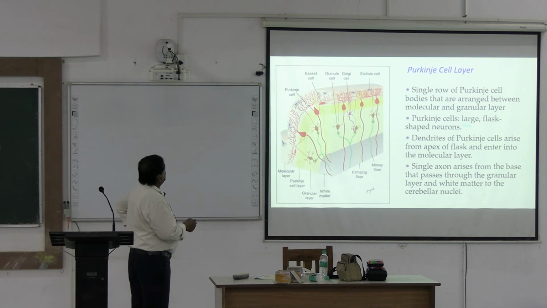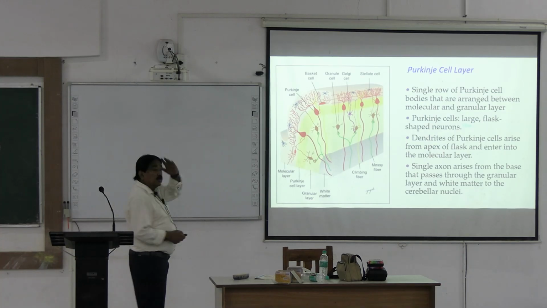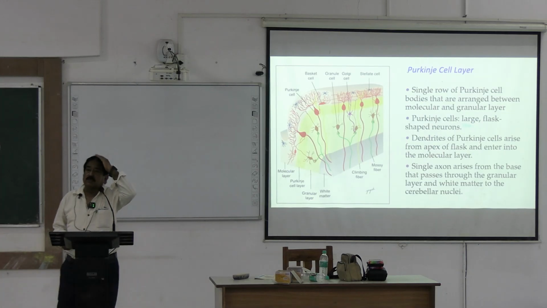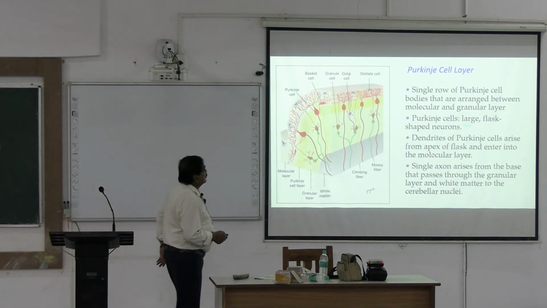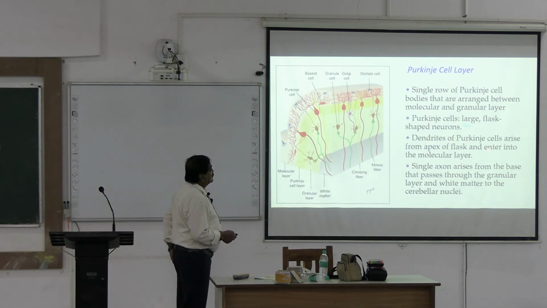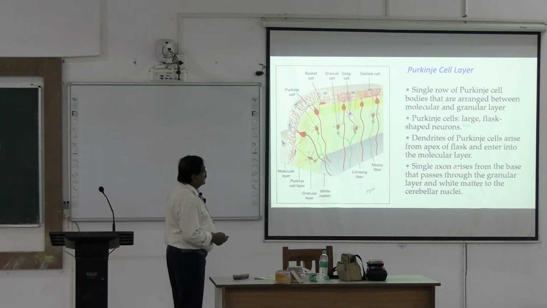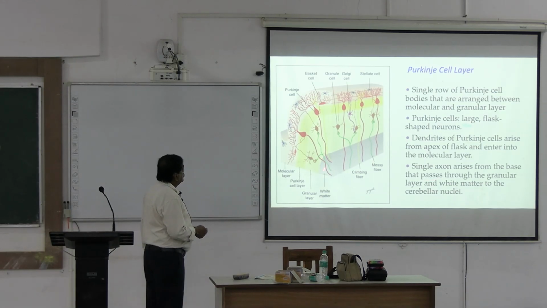This is the molecular layer, the branching. Here the flask shape is branching towards the pia mater. Dendrites of Purkinje cells arise from the apex of the flask and enter into the molecular layer. A single axon arises from the base and passes through the granular layer and white matter to the cerebellar nuclei. This is the white matter. This is the granular layer.